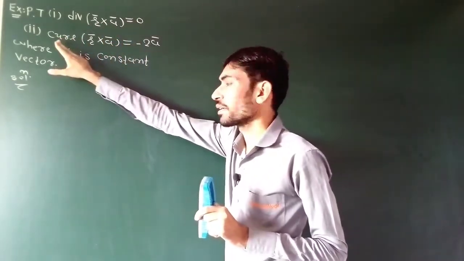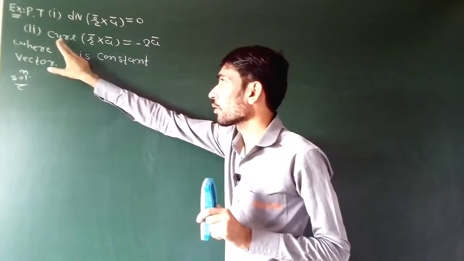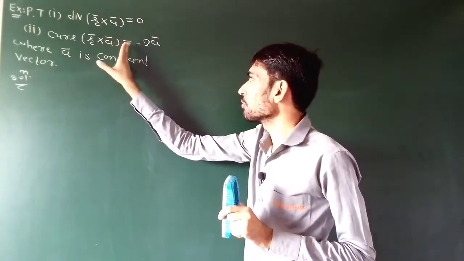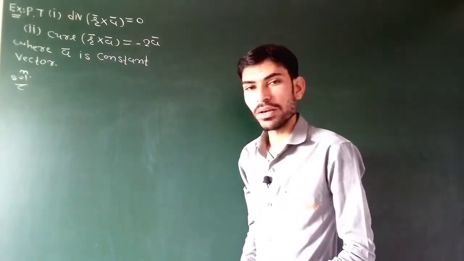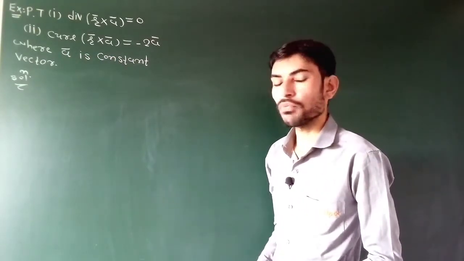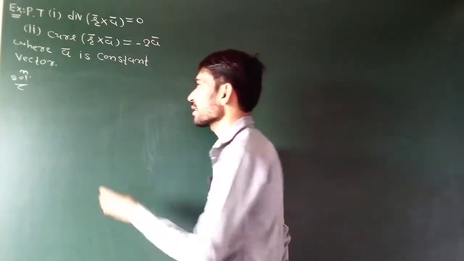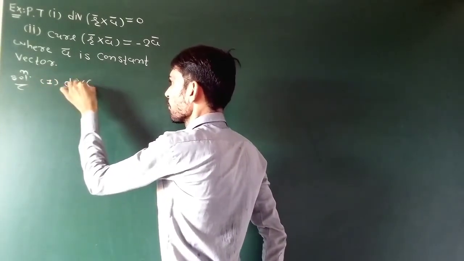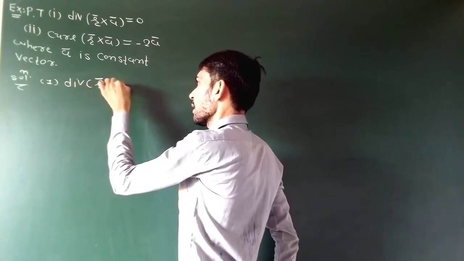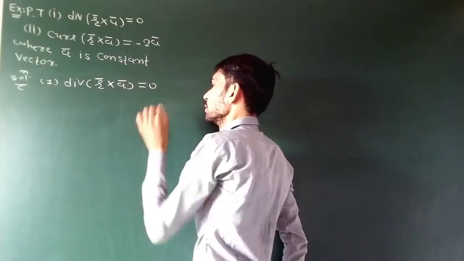Our next result is to prove that curl of R bar cross A bar is equal to minus 2A bar, where A bar is any constant vector. So first we prove the first result and next we will discuss the second one. Write down: first we prove divergence of R bar cross A bar is equal to 0.